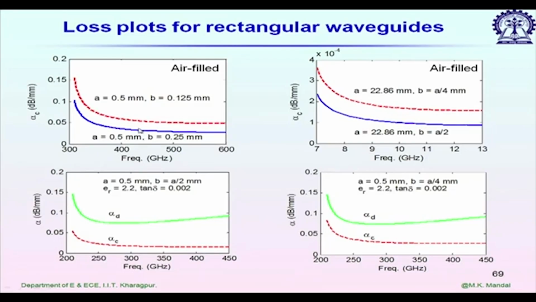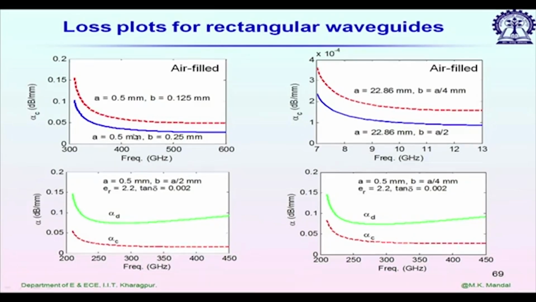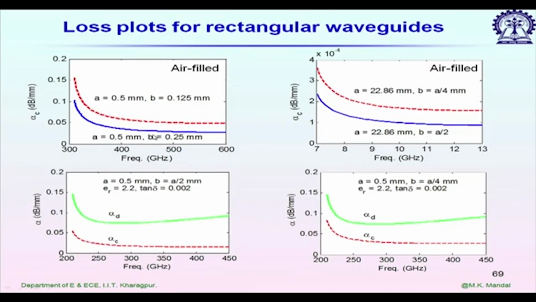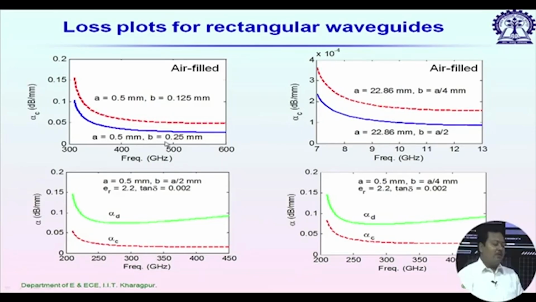So, if I compare this value with printed lines like microstrip or CPW, it will be at least 20 to 50 times higher than rectangular waveguide. It can be a few dB per millimeter at these 300 gigahertz or 400 gigahertz frequencies. So, that is why at terahertz frequencies we can't use printed line.